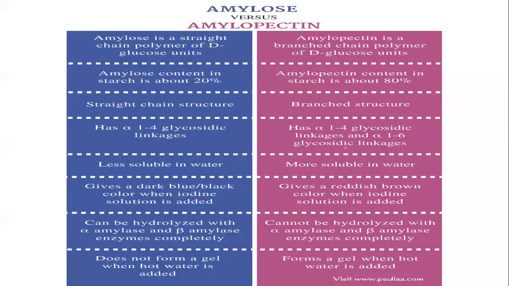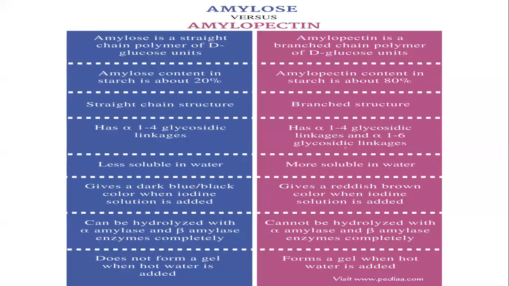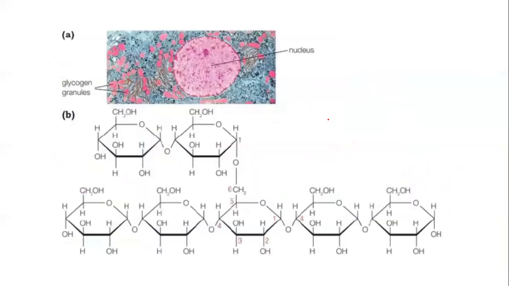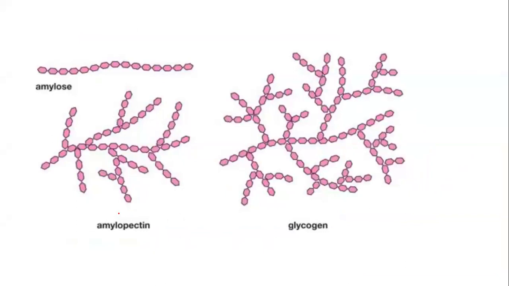These are the differences between amylose and amylopectin, right? In starch, 20% is amylose, around 80% is amylopectin. Glycogen has even more amylopectin. Amylose is a straight chain structure. Amylopectin is a branched structure. Amylose only has alpha 1,4 linkages. Amylopectin has both alpha 1,4 and alpha 1,6 as well. So these are the differences that we have. This is the amylose and amylopectin in starch, and then this is glycogen.